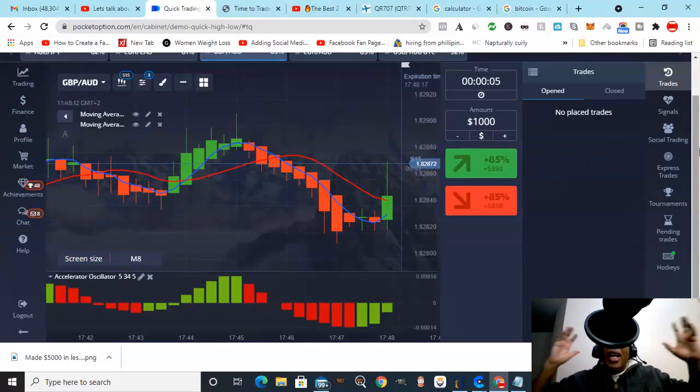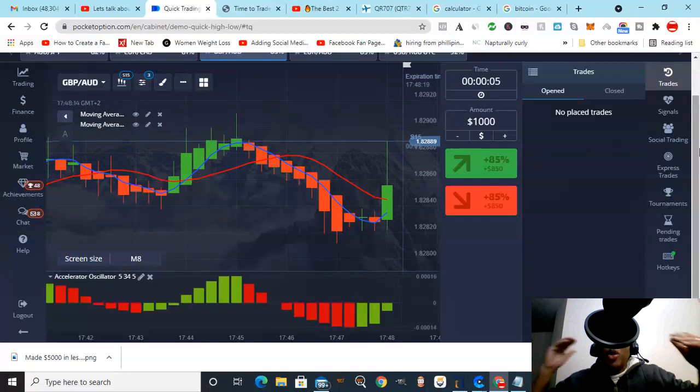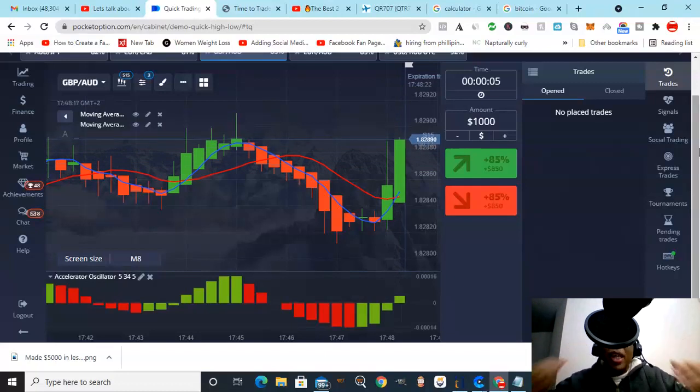The Chinese say, a journey of 1,000 miles starts with a single step. So that is your first step. Join those groups, open a demo account and start trading.